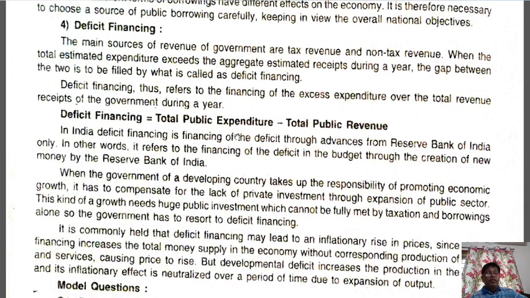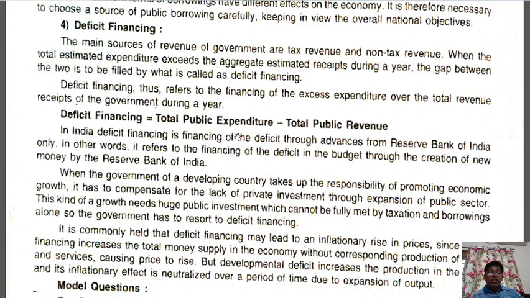In India, deficit finance is the financing of the deficit through advances from the Reserve Bank of India only. In other words, it refers to the financing of the deficit in the budget through the creation of new money by the RBI.